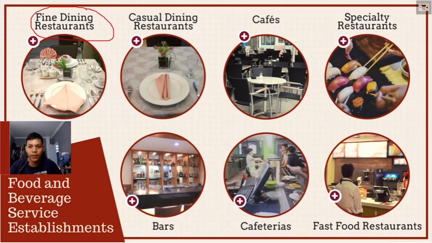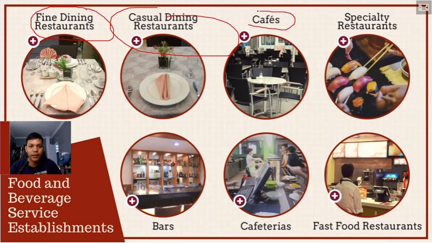Next is the casual dining restaurants. These are food and beverage establishments that serve moderately priced food, not compared with the fine dining, which is very expensive. But the casual dining restaurants serve moderately priced food in a casual atmosphere. They usually provide table service and comprise a market segment between fast food and fine dining establishments. It is in between the fine dining and the fast food.